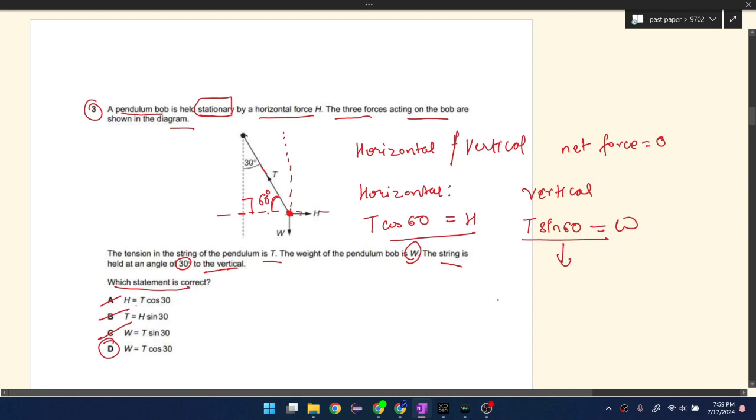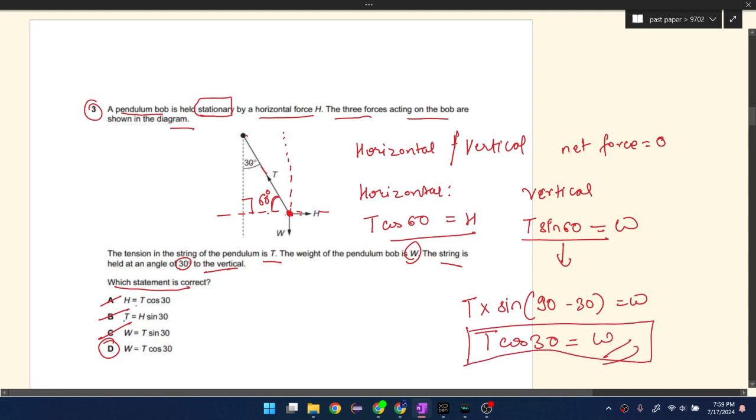Because if we solve this further, we have T into sine of 90 minus 30 is equal to W. So sine of 90 minus theta is going to be cos theta. So it's T cos 30 is equal to W. It's going to be D.